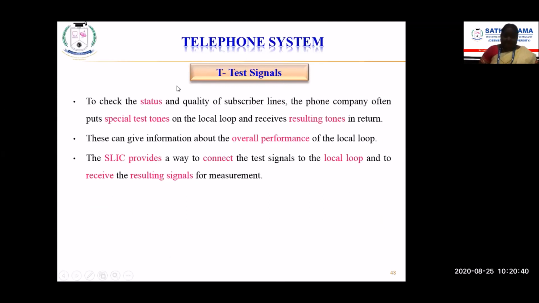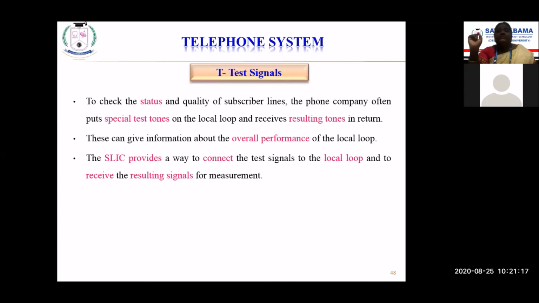And the last one is the test signals. So it always checks the status of the quality of the subscriber lines. Often the phone company sends special test tones to the local loop and receives the resulting tones. That is, whenever there is any fault in any connection, the serviceman will come there, he will climb at the PBX place, and he will send some kind of tones, is it not? So he will be testing whether the line is physically connected or if there is any disruption in the connection, okay, by sending some kind of special test tones. So that is called the test signals.